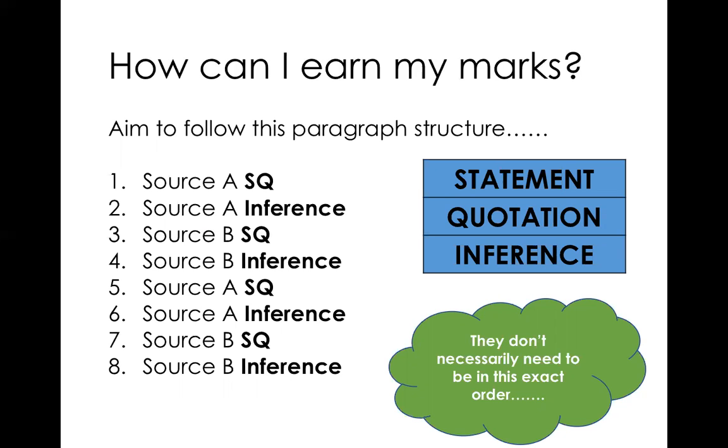I have put that they don't necessarily need to be in this exact order. Sometimes it makes sense to do your source A statement and quotation, and then your source B statement and quotation together. Because you could, in a sentence, say, oh, Aberfan is described like this in comparison to London, which is described like this. You can then go on to make your inferences, but just make sure you're still interweaving those references between source A and source B.